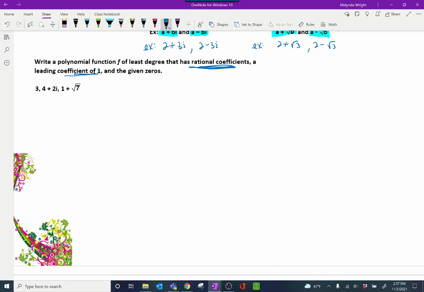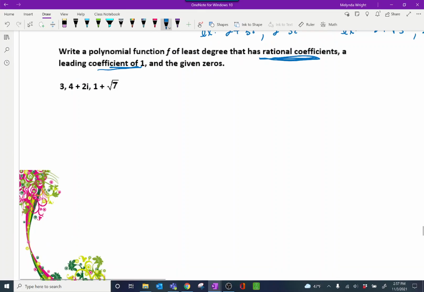All right, so let's look at this. So they're trying to be tricky with us here. Look at this little guy, 4 plus 2i. Okay, well, if I have a 4 plus 2i, I also have a 4 minus 2i. Okay, so I have that. And if I have a 1 plus root 7, I also have a 1 minus root 7. So I actually have 5 zeros. I have 3, I have 4 plus 2i, 4 minus 2i, 1 plus root 7, 1 minus root 7. I have 5 different zeros.